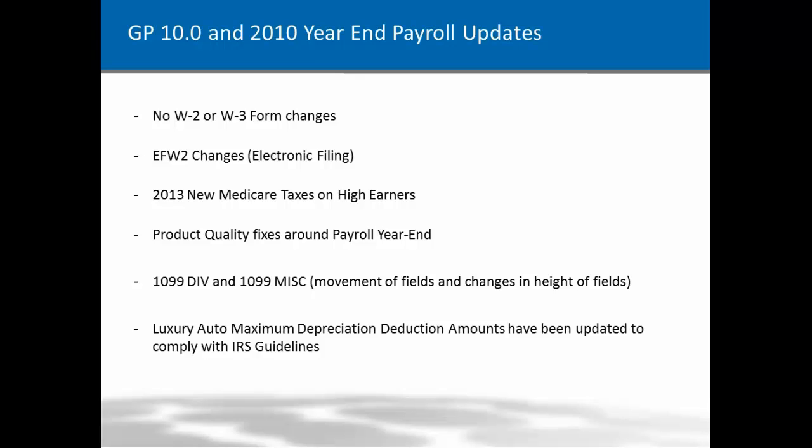The 1099-DIV and the 1099-MISC are important to both payroll and payables users. There were some movements of the fields and changes in the heights of the fields. So even if you're not using payroll, you may want to download this update for year-end, just so that you have the changes to the form, so that it prints on the new forms correctly. Okay. And then luxury auto maximum depreciation deduction amounts have been updated to comply with the IRS guidelines. So all that information is available on these downloads.